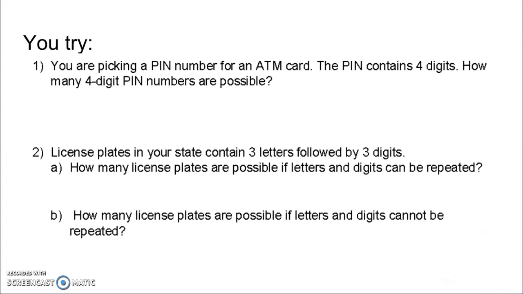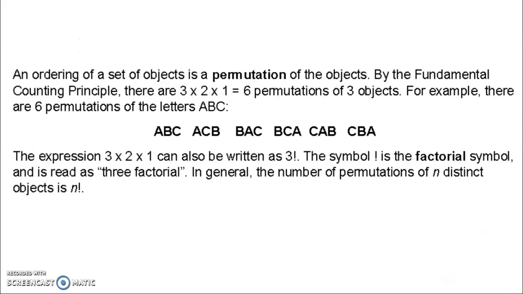And so ordering a set of numbers, a set of objects, is what's called a permutation of the objects. By the fundamental counting principle, there are 6 different permutations of 3 objects. So, for instance, the letters A, B, C can be arranged in any of these 6 ways.